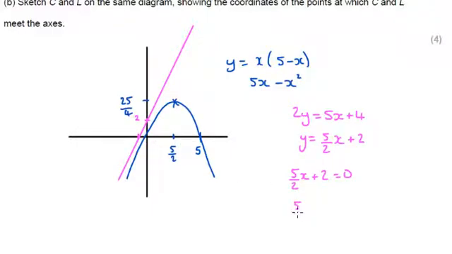So we've got 5 over 2x equals minus 2. If I times by 2, that's going to give us 5x equals minus 4. And then x is going to equal minus 4 over 5. So that's going to be this coordinate here, minus 4 over 5. I said 5 over 4. Minus 4 over 5. So that's all the points there.